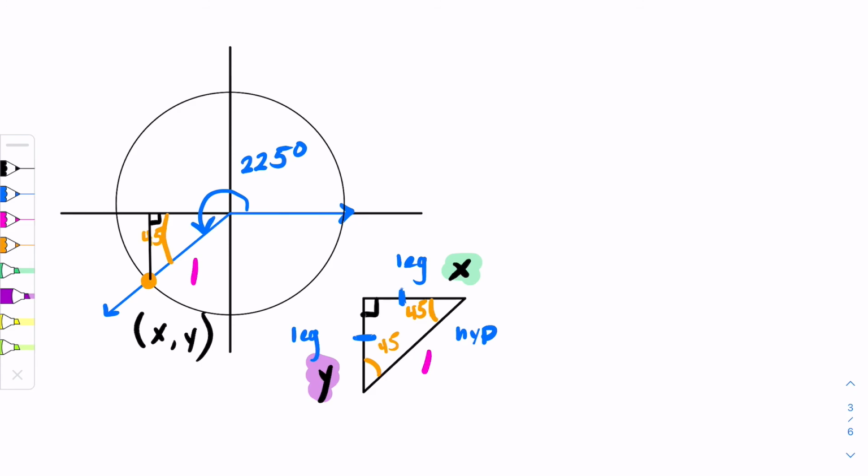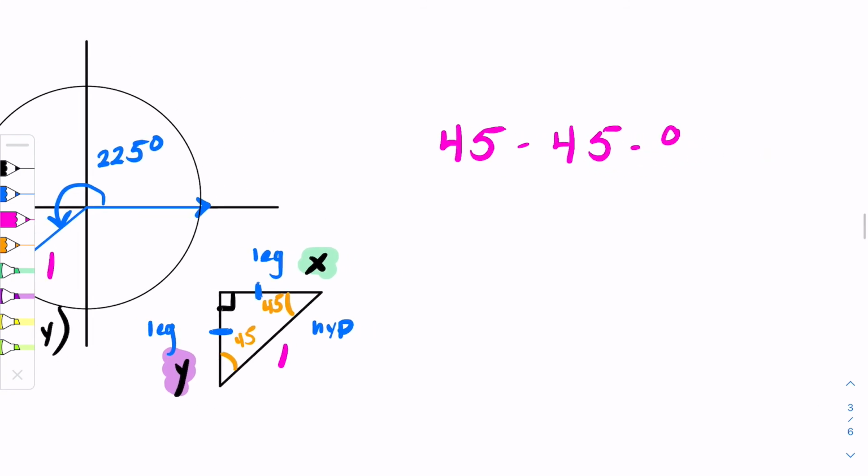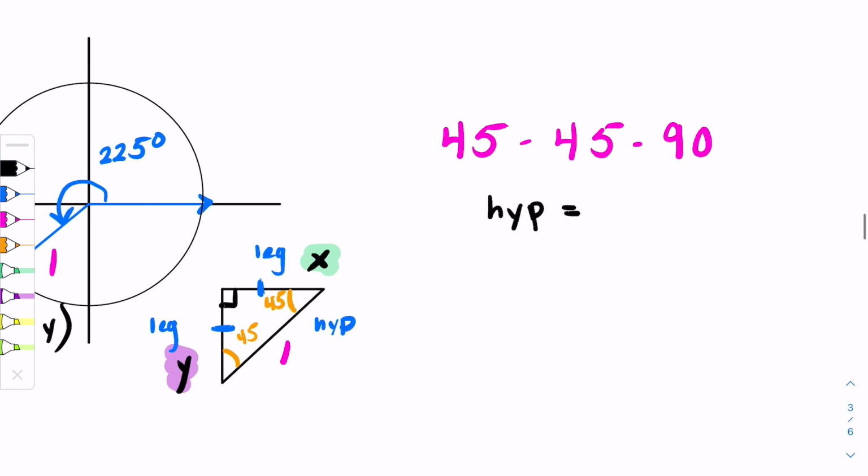And now I can use my 45-45-90 triangles to solve for the missing side lengths, which will allow me to solve for the missing values of x and y. There's only one formula for the 45-45-90 because the hypotenuse is one length and the legs are both the exact same length. So the only formula you need to know is a leg length times the square root of 2.